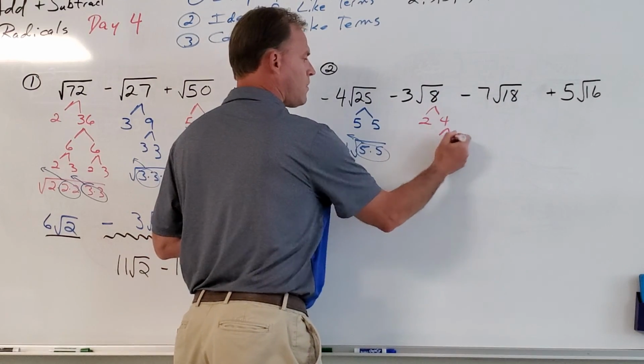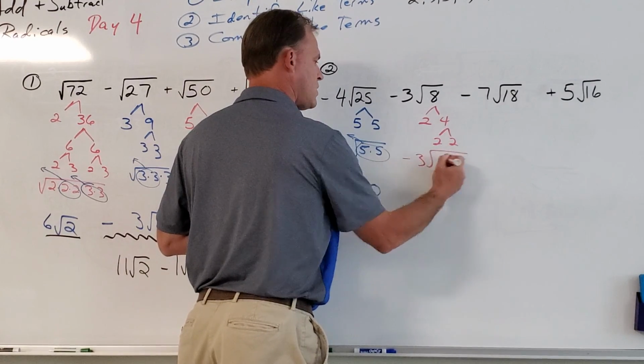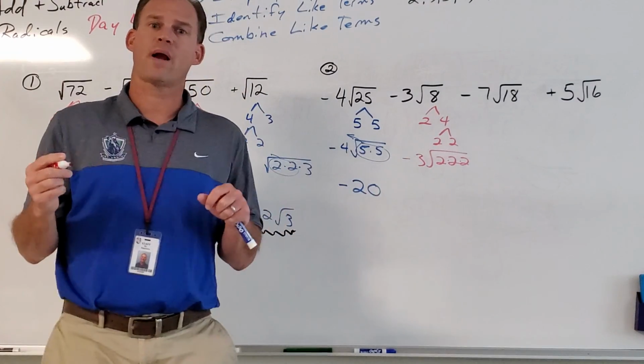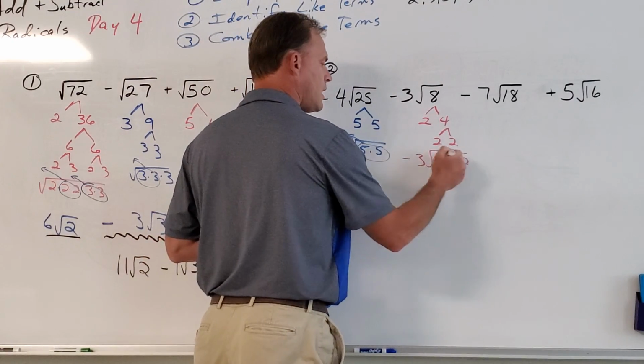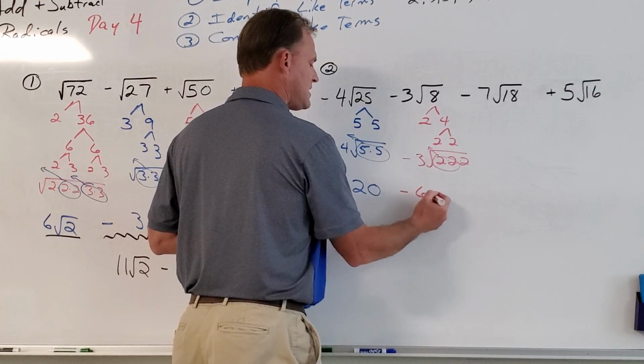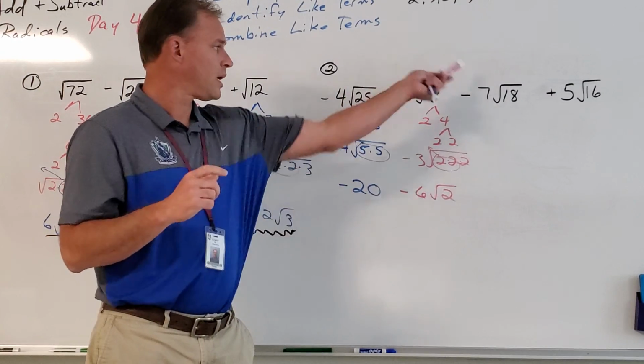Next, 2 times 4. So I have 3 2's inside the radical. Pair of 2's getting out. Minus 6 root 2. Next.